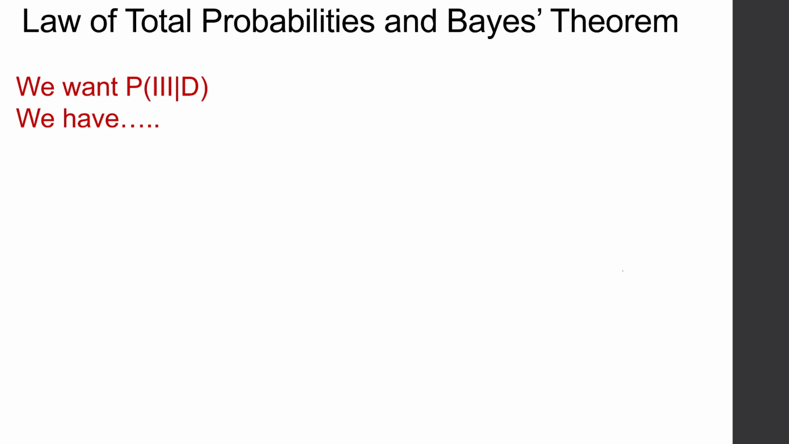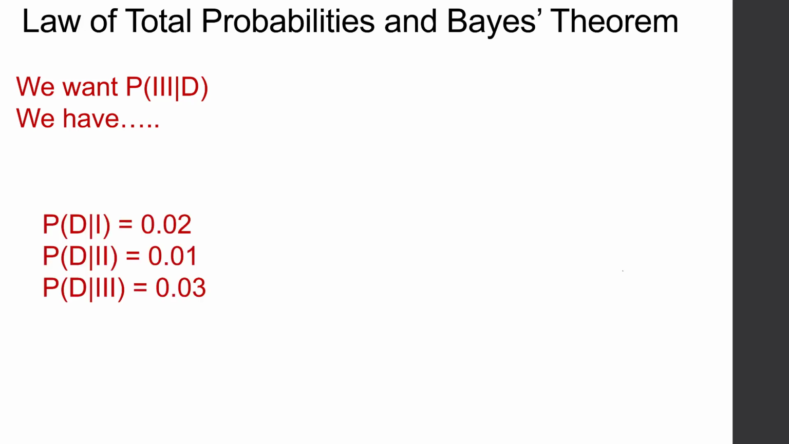So first, let's write down our probability statement. We want the probability of being from machine 3 given that you're defective. So now let's consider what we have. We have the probability of being defective given from machine 1. That was 2%, 0.02. Probability of being defective given that you're from machine 2 is 0.01. And the probability of being defective given that you're from machine 3 is 0.03. Remember, that was given in the blurb on the previous slide.